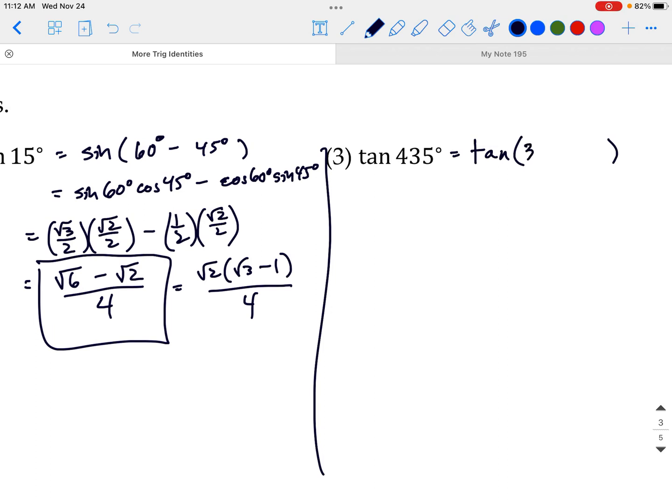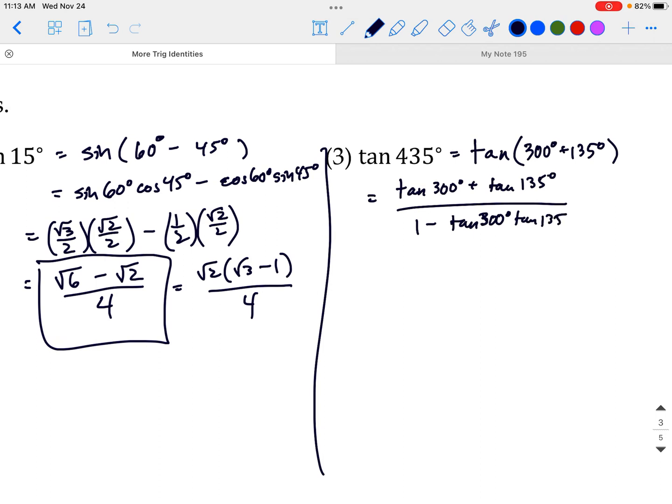Okay, so looks like 300 plus 135 would work. So maybe that'll be the one that we use here. So let's go ahead and write our identity out. So we'll have tangent of 300 plus tangent of 135 over 1 minus tangent of 300 times tangent of 135.